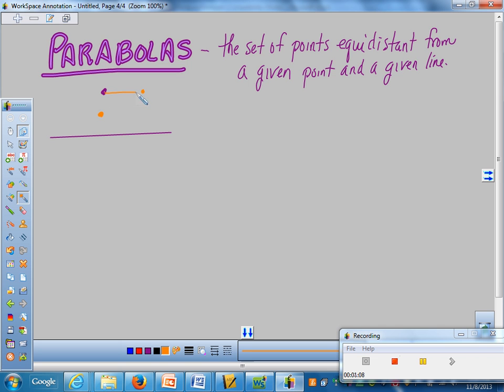So the distance from here to here would be the same as here down. That's what you're looking for. The distance from the point to the line is always the same. When you measure distance to a line, you have to do it perpendicular. So that would be one. Would there be another?